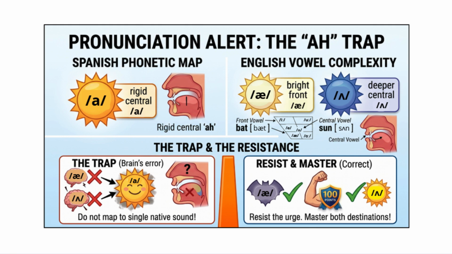Beware of the R trap. In Spanish, you have one rigid central R sound. But English splits that exact space into 2 distinct destinations. The bright front vowel, as in bat, and the deeper central vowel, as in sun. Don't fall into the trap of flattening both into your native R sound. Resist the urge and master both targets.